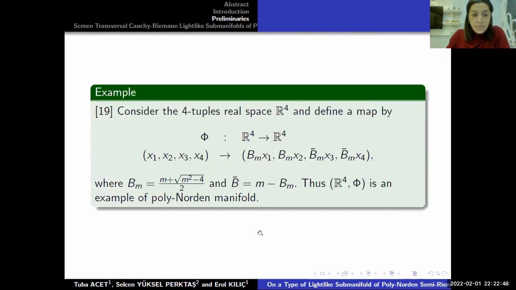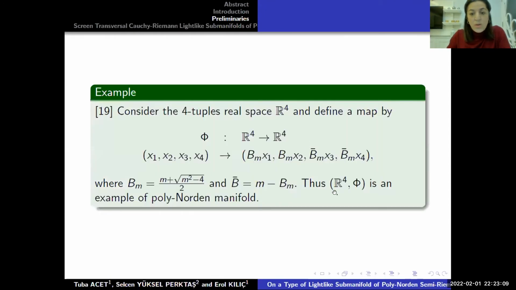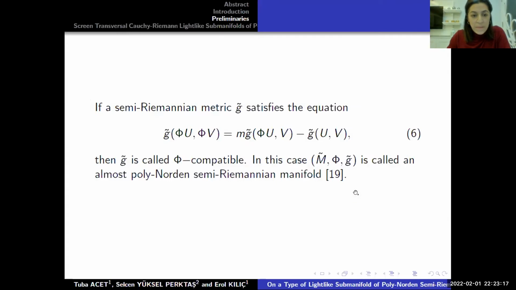If we can give an example here, in 4-dimensional real space, let us define the (1,1) tensor field phi like this. Then it is easy to see that this tensor field satisfies the equation. So 4-dimensional real space is an almost Poly-Norden manifold with the structure phi.